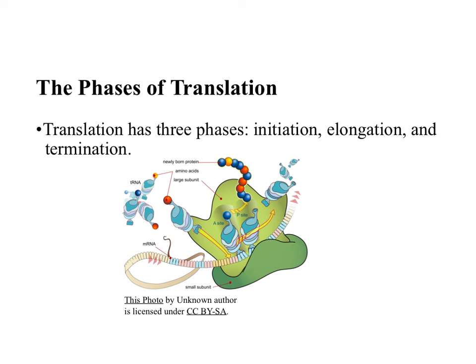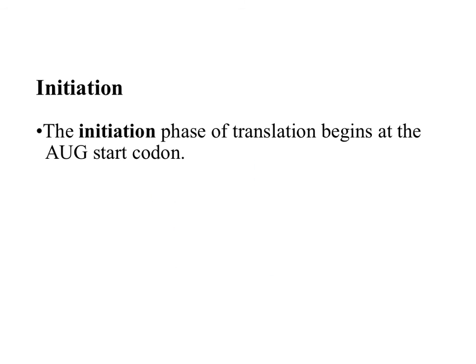So there's three phases of translation. There's initiation, elongation, and termination. All right, the first stage is called initiation. What does initiation mean? Start, okay? So this is where making proteins would start.